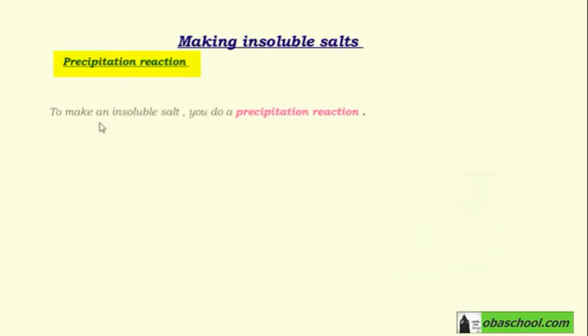Making insoluble salts. We talked before about making soluble salts, whereas now we'll see how to make insoluble salts. We'll start with the precipitation reaction. To make an insoluble salt, you do a precipitation reaction. Precipitation means to deposit in the form of a solid.